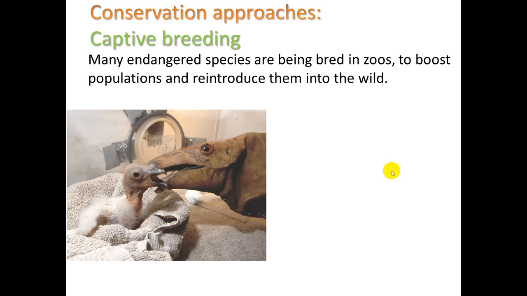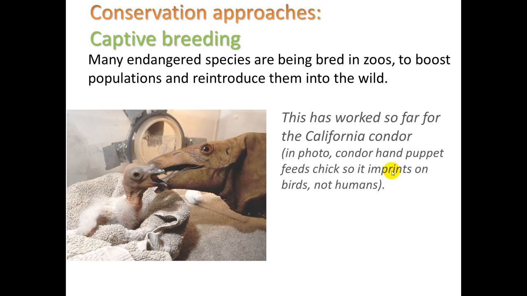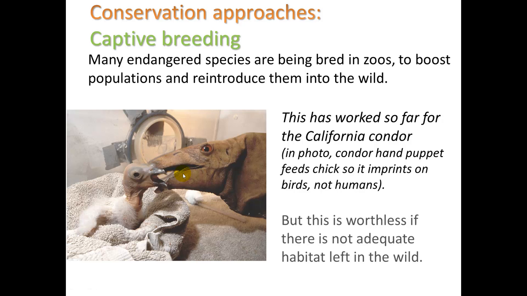Captive breeding is also done. Many endangered species are being bred in zoos to boost populations and reintroduce them into the wild. This is true of the condors. It has worked so far for them. And here you can see a condor hand puppet feeding the chicks, so it imprints on the birds, not humans. But this is worthless if there's not adequate habitat left in the wild.